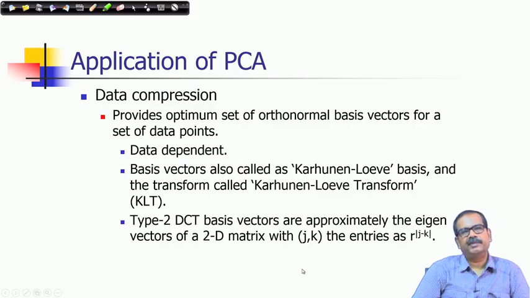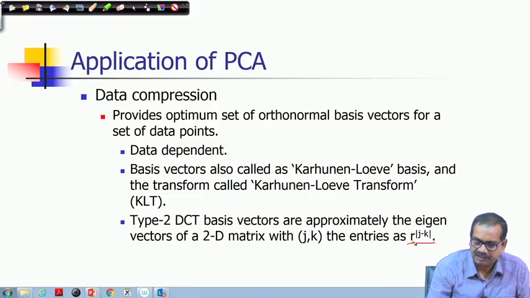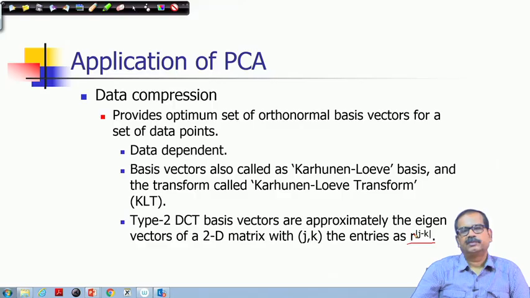In fact, many standard basis vectors can be shown to be eigenvectors of a certain statistical representation of signals or images. For example, type 2 DCT basis vectors are approximately the eigenvectors of a 2D matrix with jk-th entries r to the power |j minus k|, as shown here. This r represents the correlation between adjacent samples, j and k.